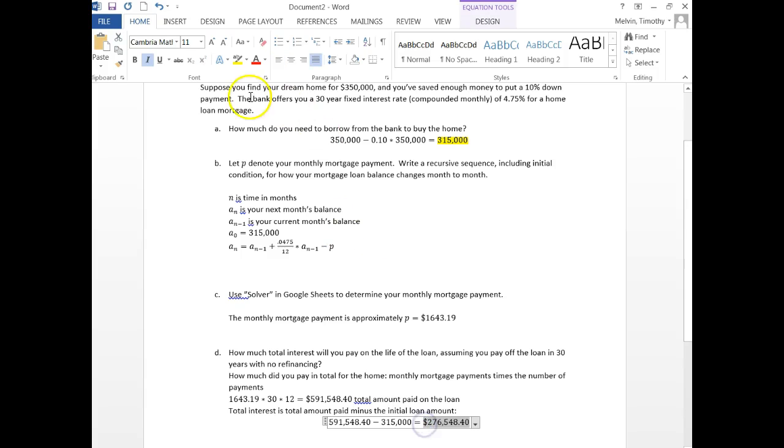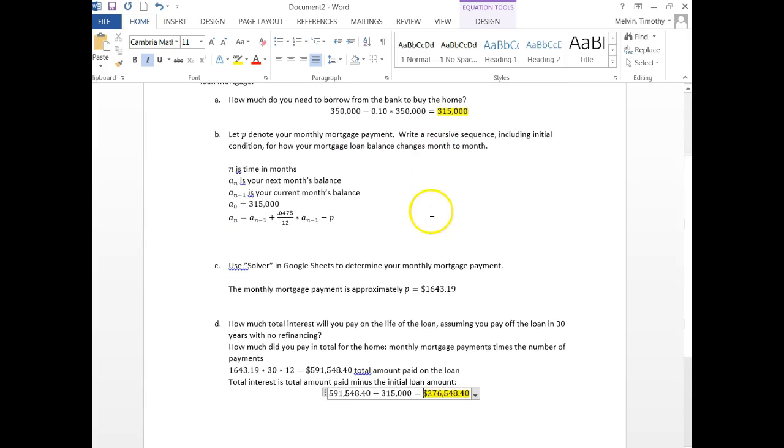So how much total interest did you pay on this home? Almost the entire balance of the home. Think about it. The home initially cost $350,000, and you paid almost that total amount just in interest, not the down payment. So you paid this plus the down payment plus your monthly payments. But this $276,000 is your total payment, or your total interest, excuse me, on this particular 30-year fixed interest loan.